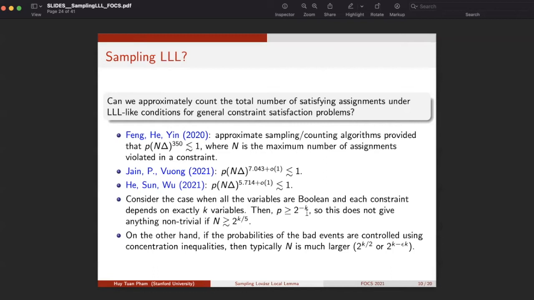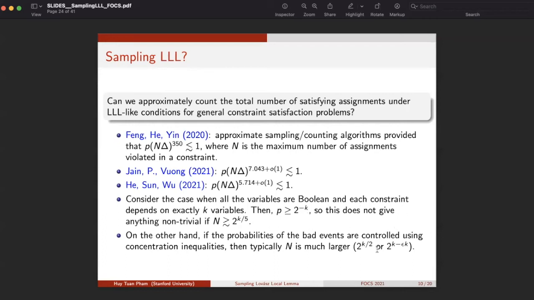So this would not give anything non-trivial if n is larger than 2 to the k over some large absolute constant. On the other hand, in many uses of the Lovász local lemma, the probabilities of the bad events are controlled using concentration inequalities, such as Chernoff bound. And in those cases, typically n is much larger, perhaps closer to 2 to the k over 2 or even 2 to the k minus epsilon k.